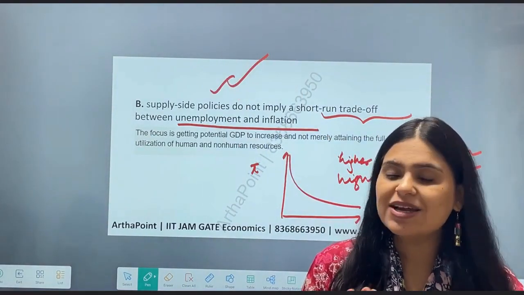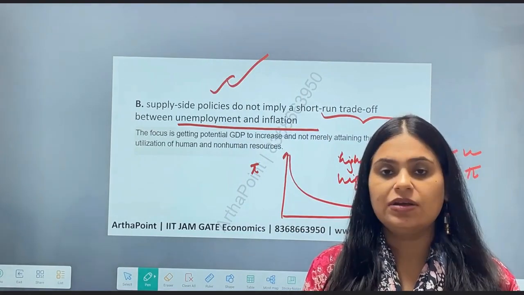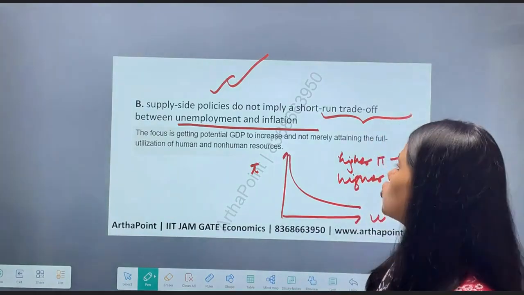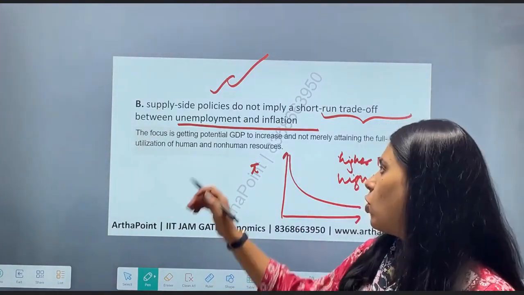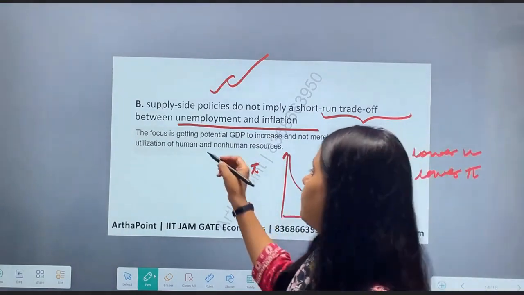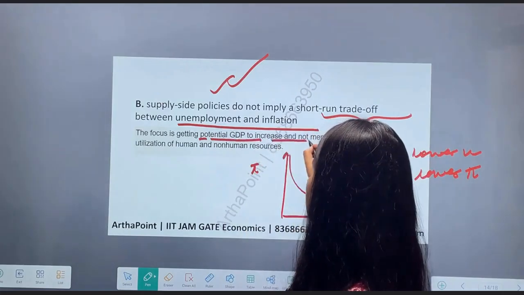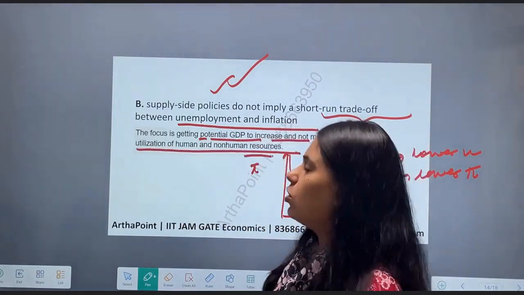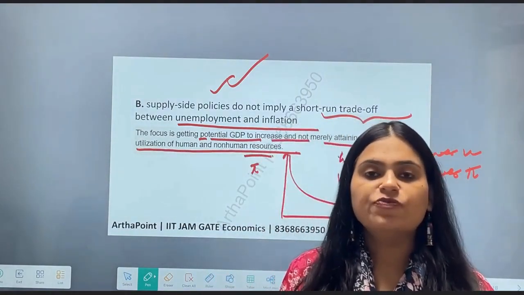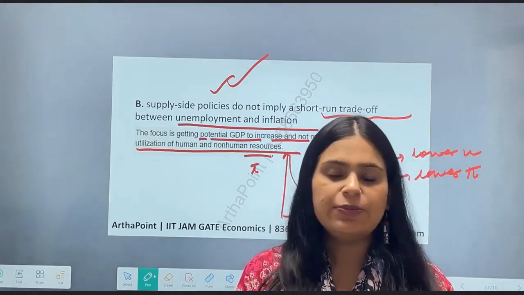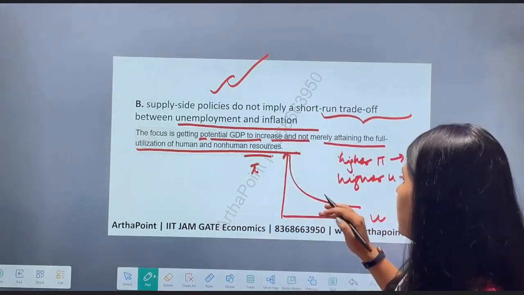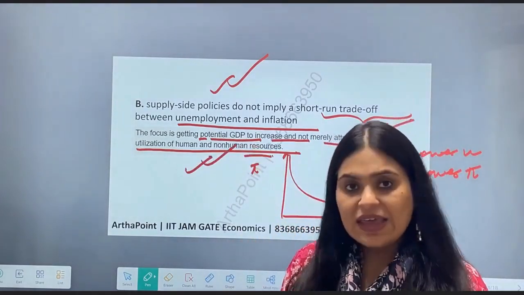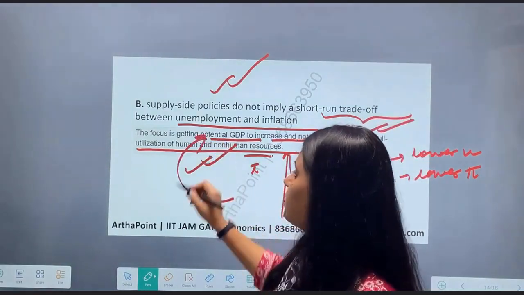The demand side policies can affect this, right? But not the supply side policies. They will not imply this short run trade-off between unemployment and inflation. So try to read. The focus is getting potential GDP to increase and not merely attaining full utilization of human and non-human resources. So when we focus on supply side policies, मकसद सिर्फ इतना नहीं होता कि हमें फुल यूटिलाइजेशन करवानी है, मकसद होता है कि हमें अपनी जीडीपी को इंक्रीज करना है.